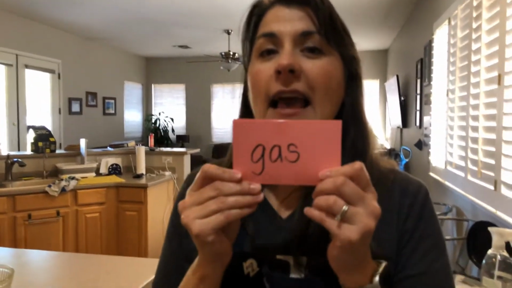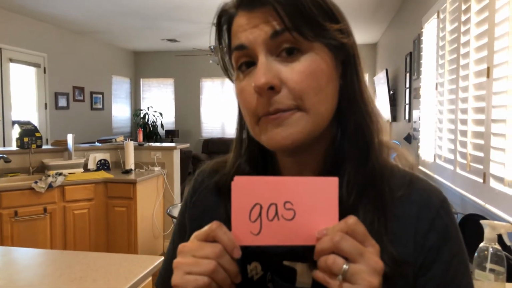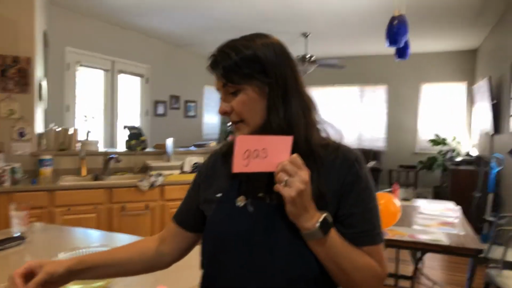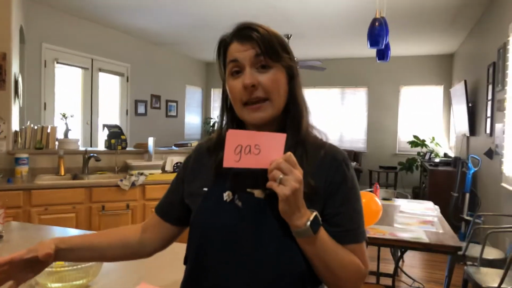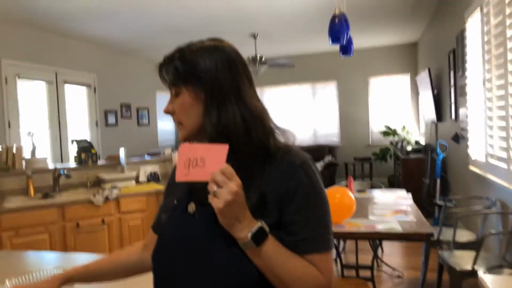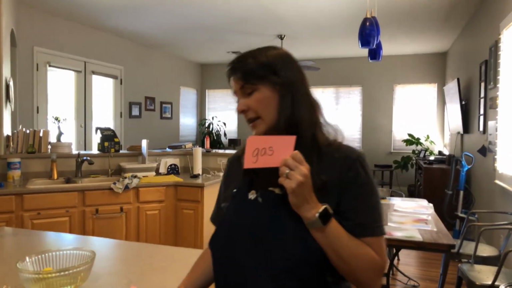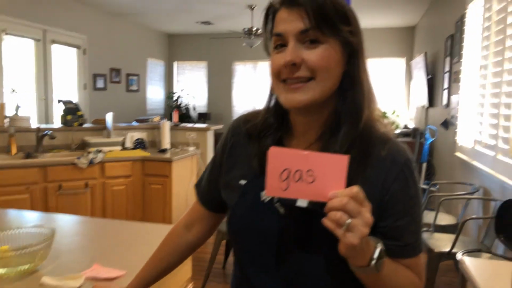Alright you guys, that is our lesson today, all about states of matter and the gas or the air inside the Peeps. Remember, the air is what made the Peep expand and get really puffy, and it's also what helped our Peeps float. You can see my Peeps are still floating because of the air that's inside them.